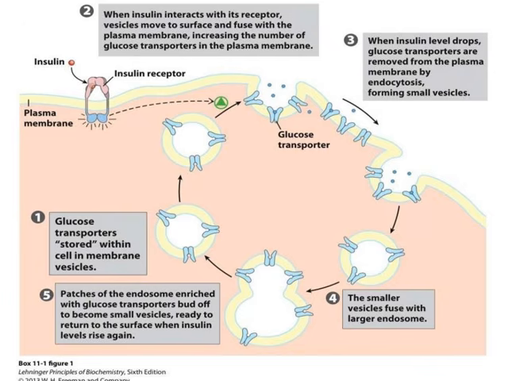When insulin level drops, these transporters are removed from the membrane via endocytosis and stored back in the vesicles, ready for the next cycle. So this is the first step, and this is the second step, third step, and this is the smaller vesicular form with large endosome, and the patches of the endosome enriched with the glucose transporter buds off to become small vesicles ready to return to the surface when insulin level rises again.